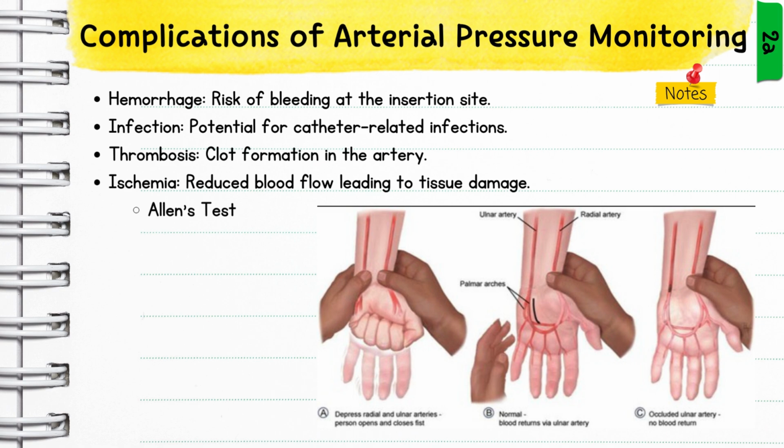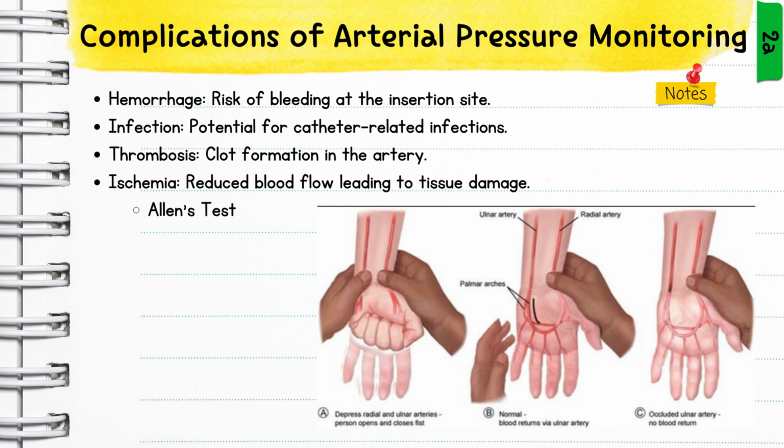Now, specific to arterial pressure monitoring. If we're putting an art line in, there are some complications that can happen. We're putting it in an artery, which has higher pressure than a vein, so there's always going to be a risk of bleeding at the insertion site. Obviously, we're poking through skin, so there's always a risk for infection and thrombosis, meaning clot formation in the artery.